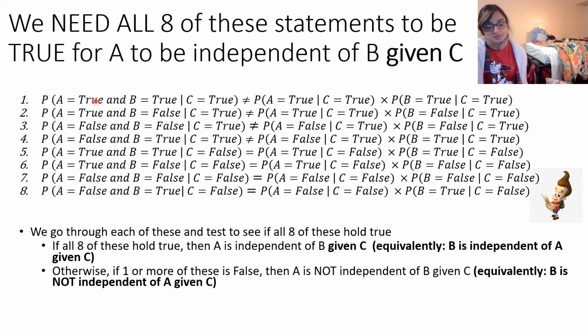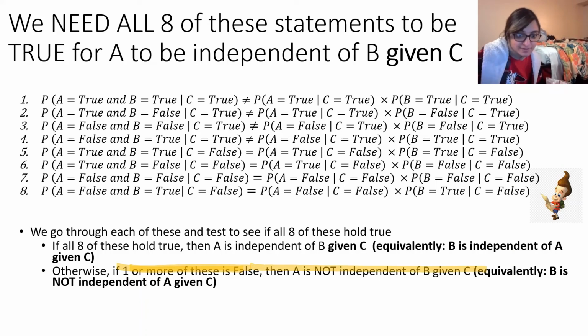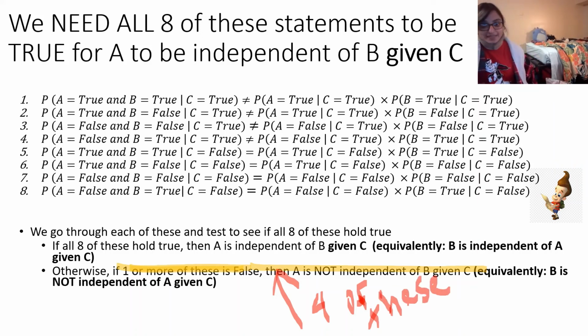But since at least 1, and in this problem 4 out of the 8, were false, remember, we just needed 1 to not be true for this to not work out. So we have 4 of these. A is not independent of B given C. So thus we conclude that A is not independent of B given C, which is the same thing as saying that B is not independent of A given C.